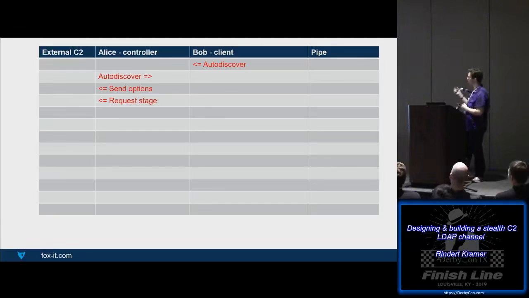So Alice and Bob find each other during the auto-discover. The name of the named pipe and the architecture and stuff like that is exchanged. Alice will forward this to the Cobalt Strike external C2 server. Cobalt Strike will return the payload to Alice, and Alice will relay the data back to Bob over Active Directory, over LDAP, and Bob will inject it into a new process, which will start a new named pipe server.